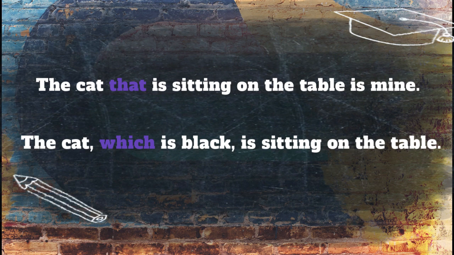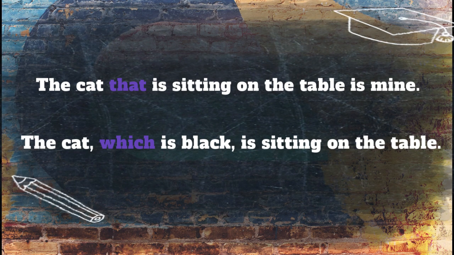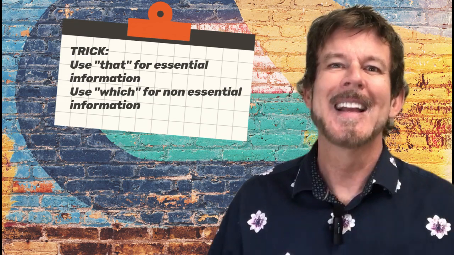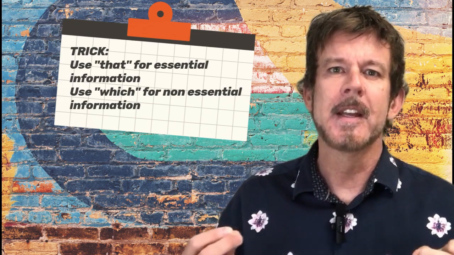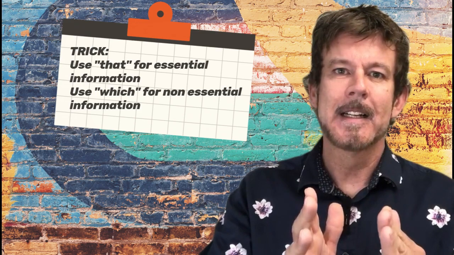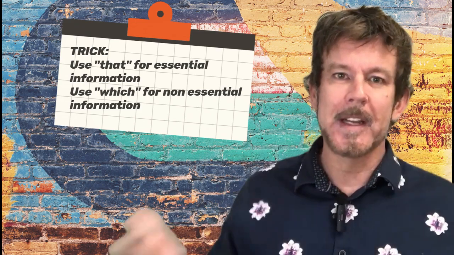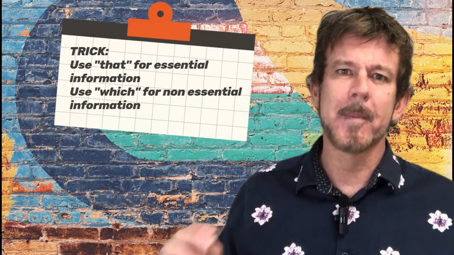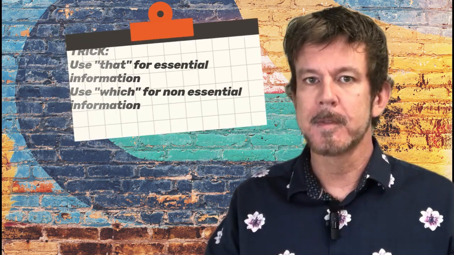Now wait, in both those sentences, the subject, cat, is not a person. So how do you know when to use which and when to use that? Can't I say, the cat which is sitting on the table is mine? No. Here's the trick. If the clause in the sentence is providing essential information, you use that. If it's providing extra information, non-essential information, you use which.